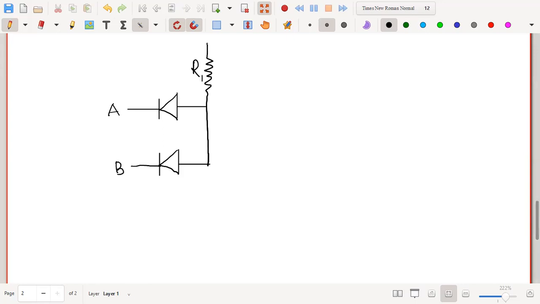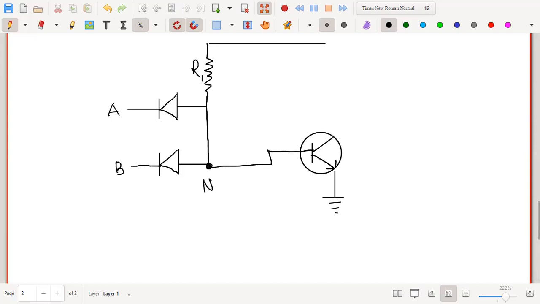Now what would I do? I would connect this to the transistor here. This is again an NPN transistor. So I will connect this point, and I will call this point N. I will connect this point to the base of this transistor.